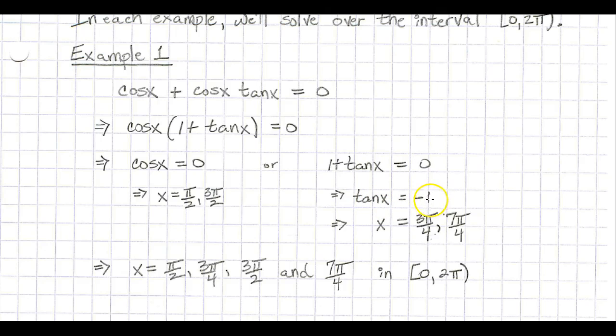And for the tangent of x equal minus 1, I know I'm talking about a 45-degree reference angle, and tangent is negative in the second quadrant, so x would be 3 pi over 4, and also in the fourth quadrant, so x would be 7 pi over 4. So there's 4 different values of x which make this equation true in the interval 0 to 2 pi. Those 4 are pi over 2, 3 pi over 4, 3 pi over 2, and 7 pi over 4 if I list them in order from smallest to highest in 0 to 2 pi.